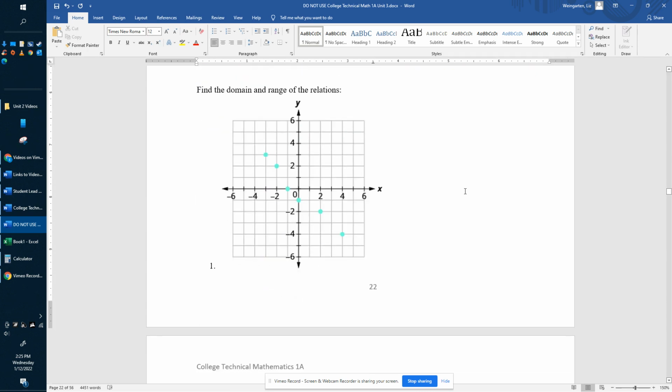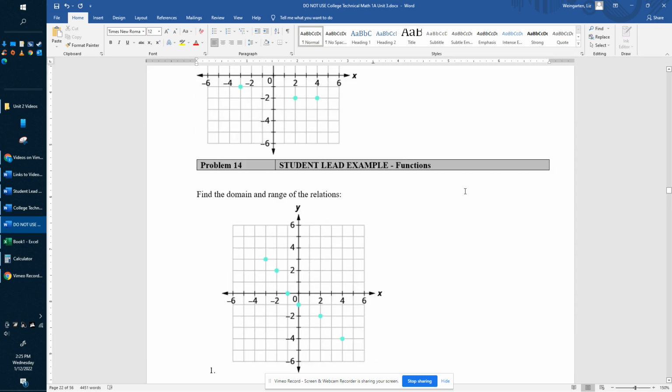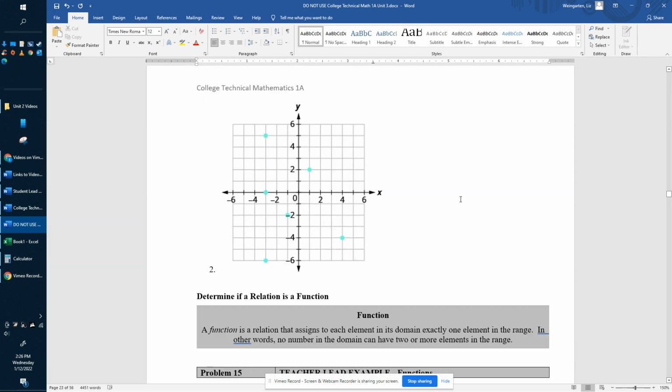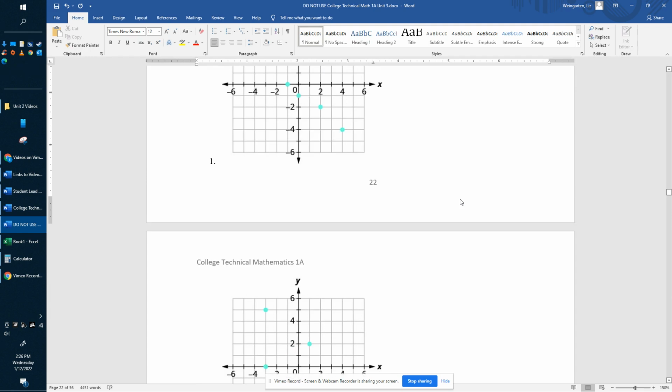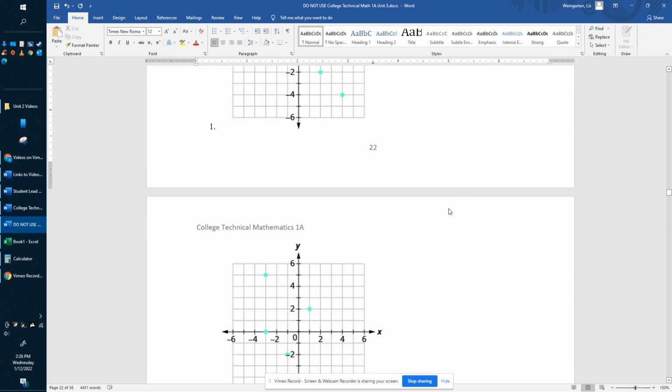That kind of went that way a bit, but you understand the gist of it. So go ahead and work on problem 14. Get those down. There are 2 parts to it. And in the next video, we will talk about the difference between a function and a relation. See you then.